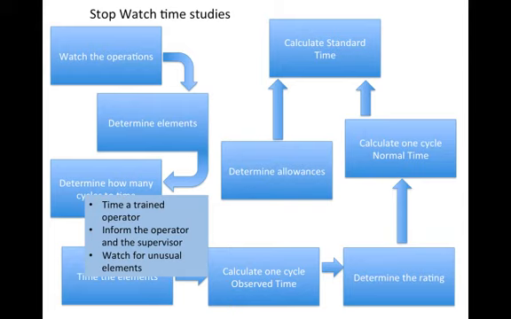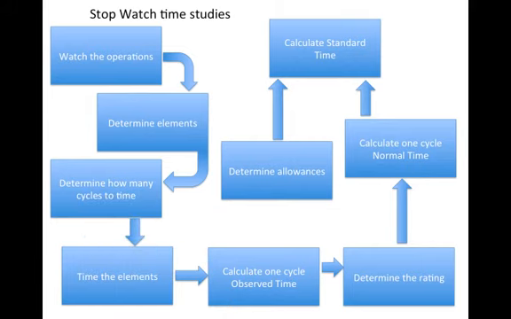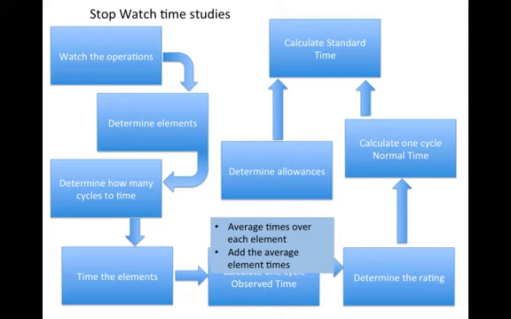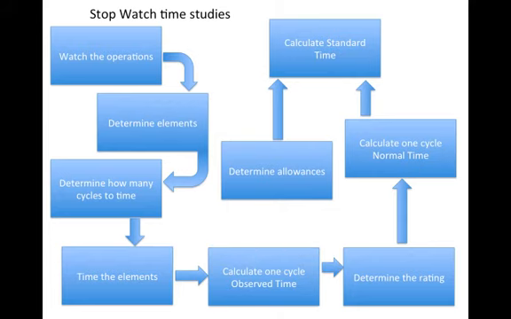So you take all of your times. You observe your 10 cycles. The next thing you do is you calculate the cycle time for one cycle, or for each element in the cycle you calculate an average. So what you're going to do is you're going to average times over the elements and add those average times up. From there, you want to determine the rating.